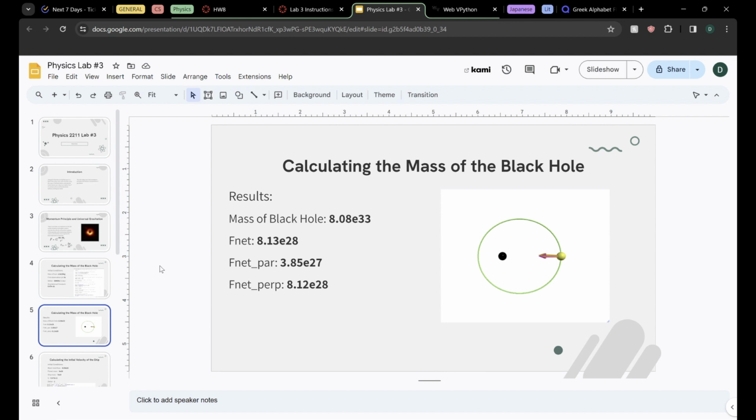So the results of running my code, the black hole had a mass of 8.08e33 kilograms, and F net was 8.13e28 newtons. F net par was 8.38e27 newtons, and F net perp was 8.12e28 newtons. And as you can see, this was the end result after running my code.